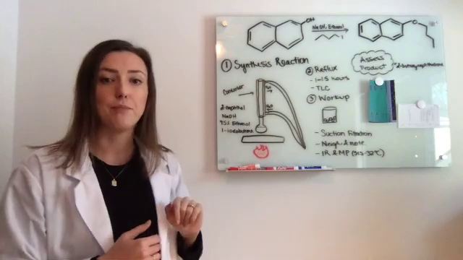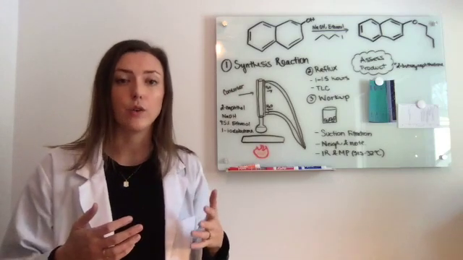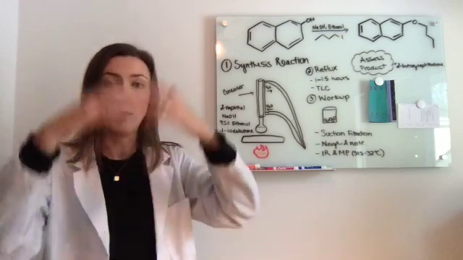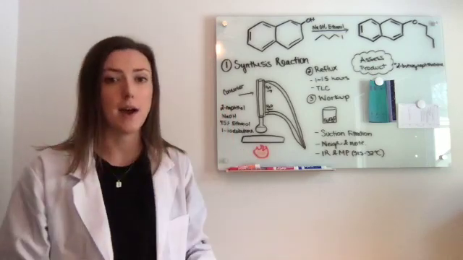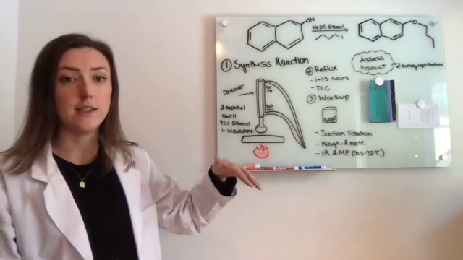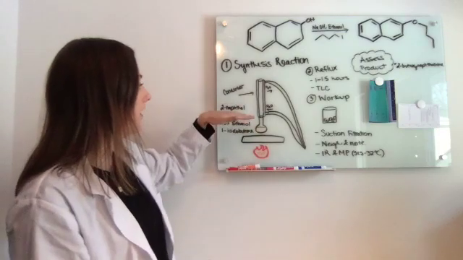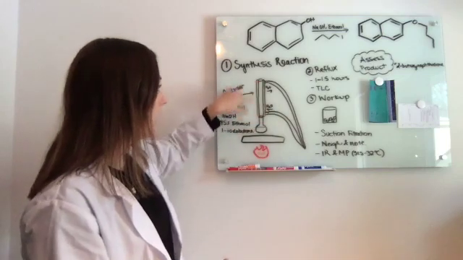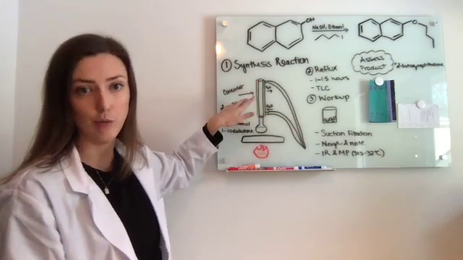where you use the condenser in order to allow the evaporated liquids to rise up, hit the condenser, and come back down. What a condenser basically does is it has a water line coming in and a water line going out on the exterior wall of this glass tube.